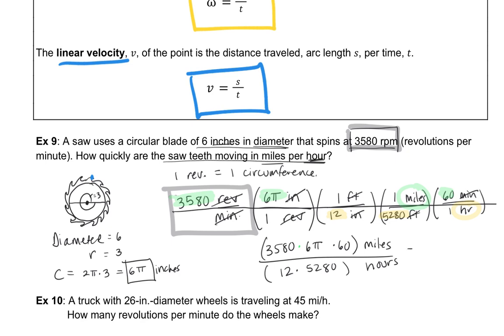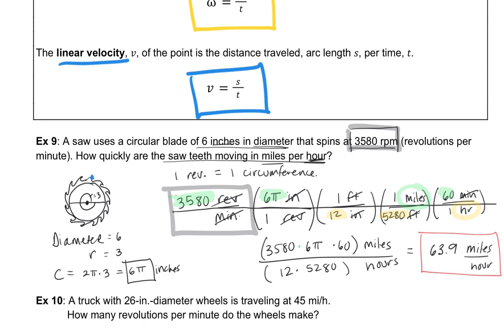Okay, and then just pull out your calculator, multiply everything in the numerator and get an answer, multiply everything in the denominator and get a number on that, and then divide the numerator by the denominator, and you should get about 63.9 miles per hour. Pretty fast. I would not want to get hit by that sawtooth.